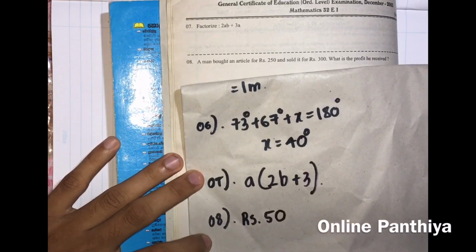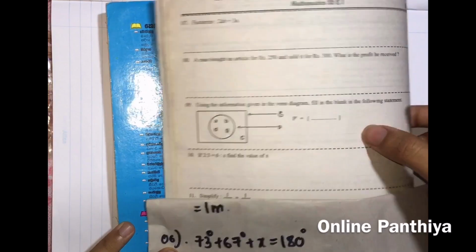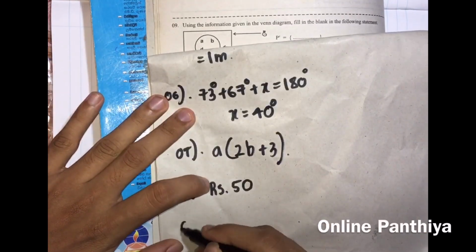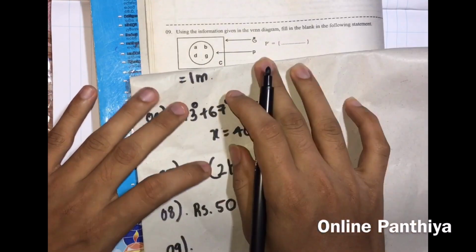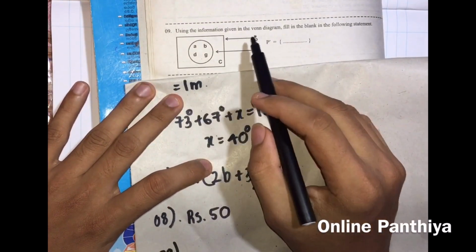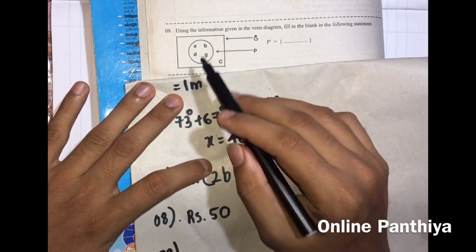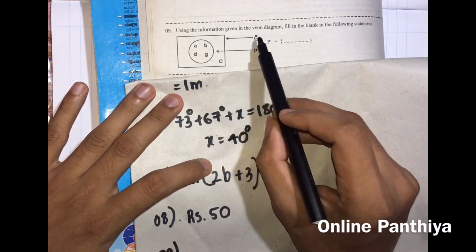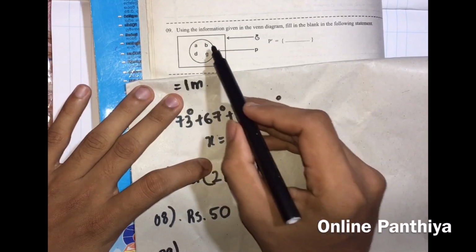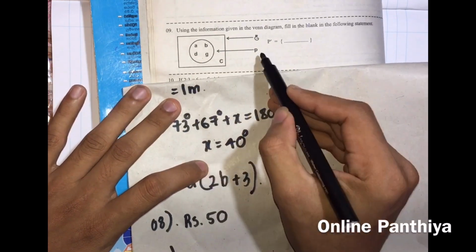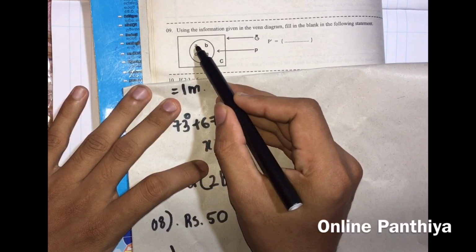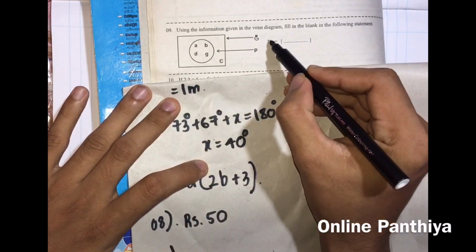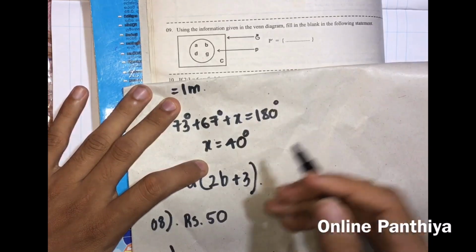Yeah. And then the 9th question. You have to observe the diagram. What do they say? Using the information given in the Venn diagram, you have to fill in the blank. So this is the universal set. There is a set given, P. So the elements are marked as A, B, D and G. C is outside. So here they are asking you what is the complement of P.